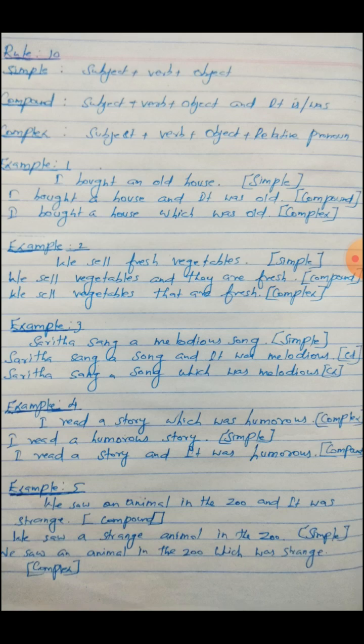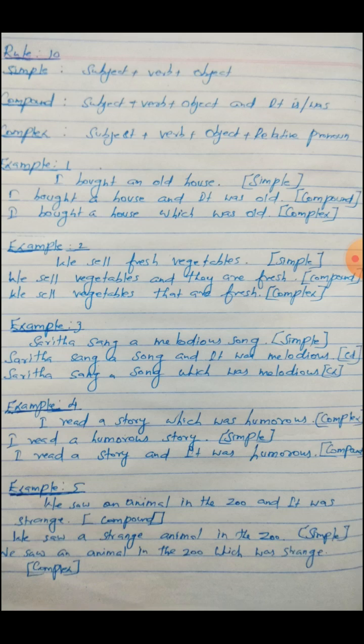So I bought a house, that is one main clause. I bought a house and, and is the coordinating conjunction. I bought a house and it was old. It was old, that is the main clause. So there are two main clauses in a compound sentence. I bought a house and it was old.